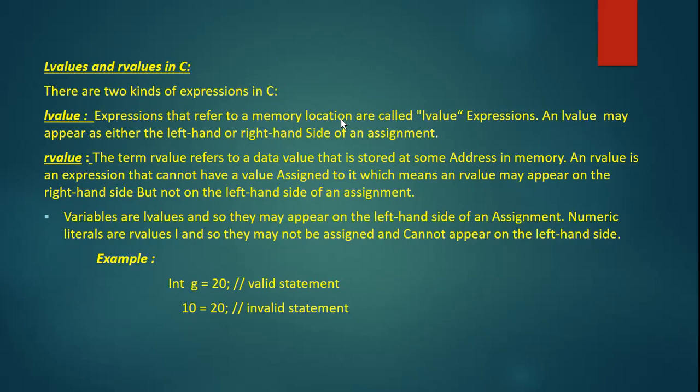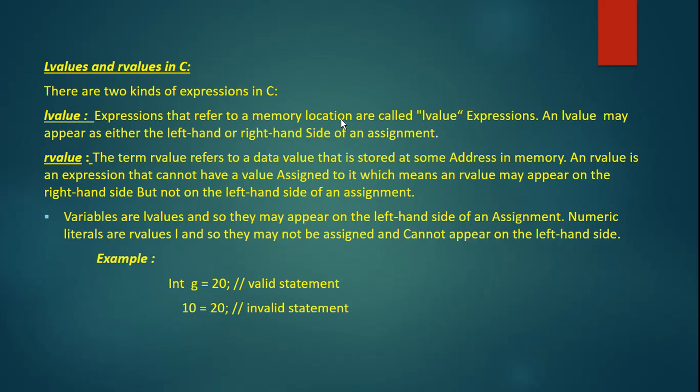Next one, L values and R values. What is meant by L values? What is meant by R values in C? There are two kinds of expressions in the C programming language: L value expressions and R value expressions. L value expressions are those that refer to a memory location. An L value may appear on the left-hand side or right-hand side of an assignment operator.